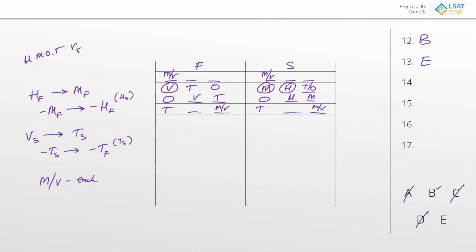Answer choice E, M and V are both in the spring. Could we run that? Well, no, same problem as before. M and V can't be together. So that takes care of it. The best answer to question number 16 is B.